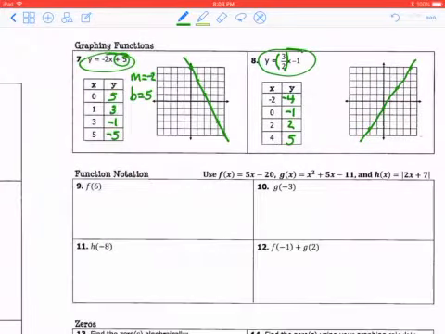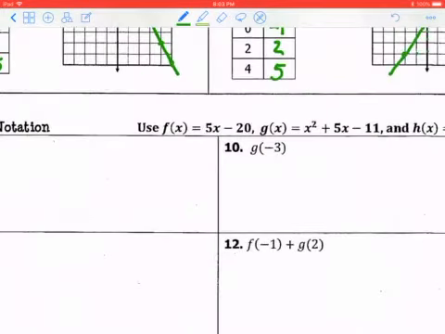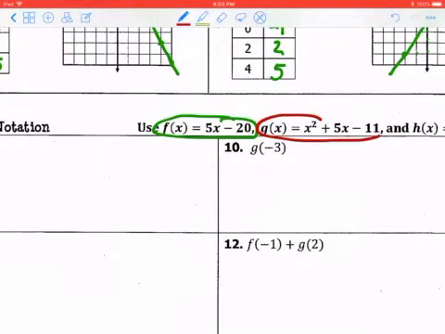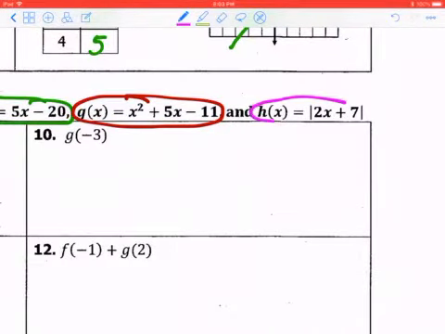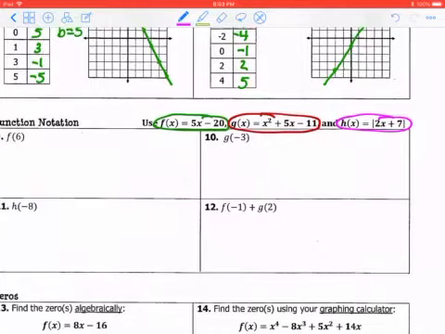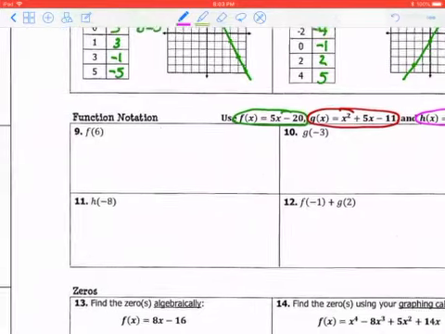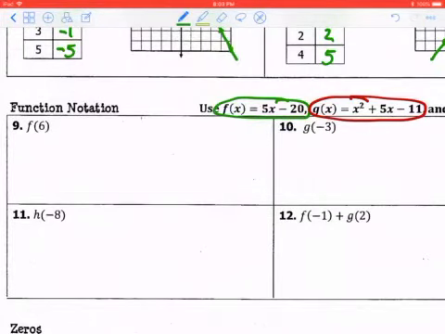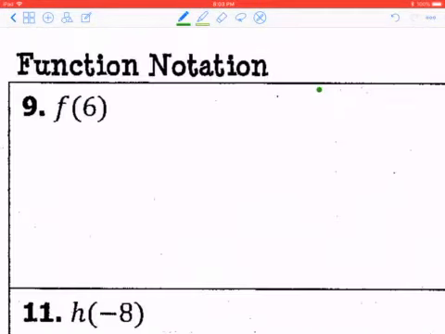On the next, for 9, 10, 11, and 12, we're going to use the function notation given. When we see f of x, we're going to use this one. When we see g of x, we're going to use this one. And when we see h of x, we're going to use this one. And if there's a combination, then we would use the combination of both or all three. So when we start on number 9, it's an f of x, so we'll be using 5x minus 20.